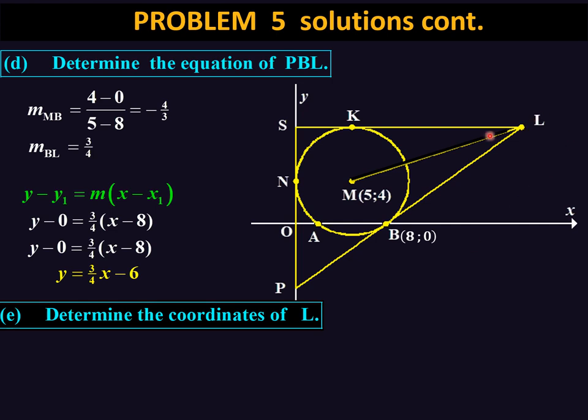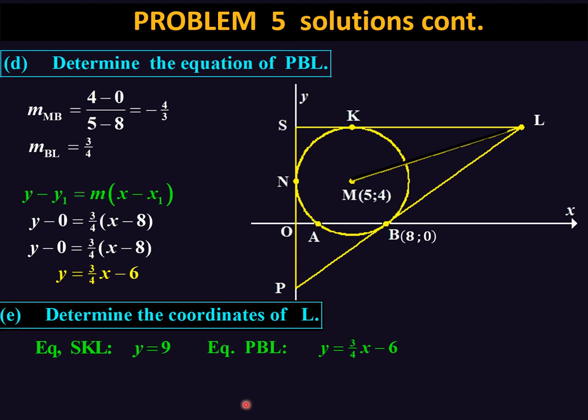Where is L? There's L. It's on SKL. Where else is it? Always twice. It's on PBL. And what is L? L is the point of intersection. What do we do with our point? We have to solve simultaneously. SKL, we worked out in the previous question: SKL's equation is y equal to 9. PBL, we just worked out, is y equal to 3/4 x minus 6.